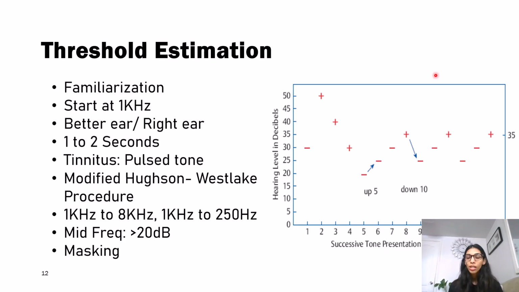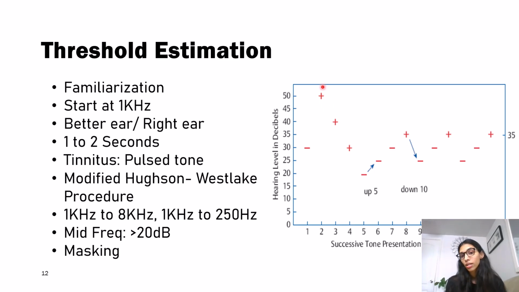We start at 30 dB HL. If they don't hear, we go up, and suppose the person hears at 50 dB HL. When they hear the tone at a particular level, you decrease the tone by 10. So it's the 5 up, 10 down procedure.